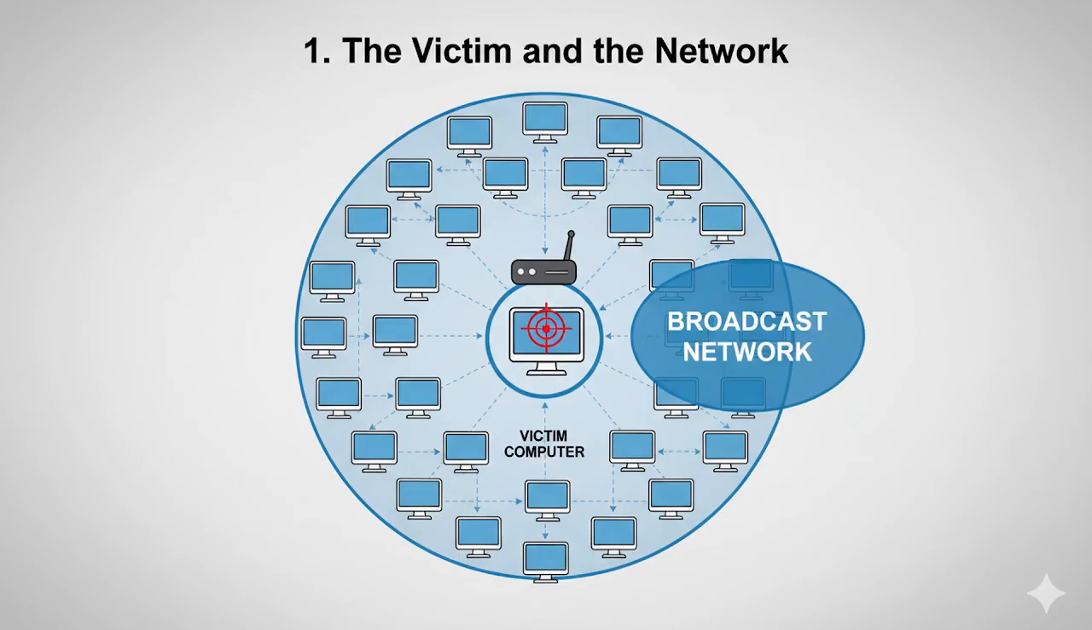This image shows a typical network environment. We have numerous computers connected to a router, forming a local network. A key concept here is the broadcast network, a mechanism where a single packet sent to a special address is received by all devices on that segment. In the center, we see our victim computer, currently just a normal part of the network, minding its own business. It's connected and ready to communicate.